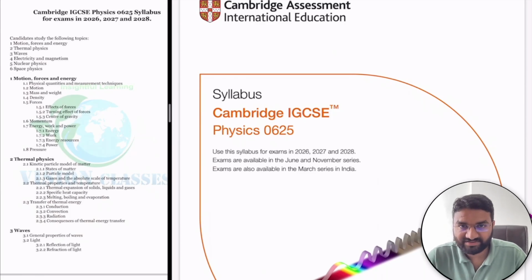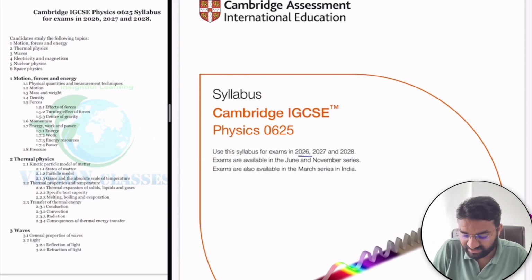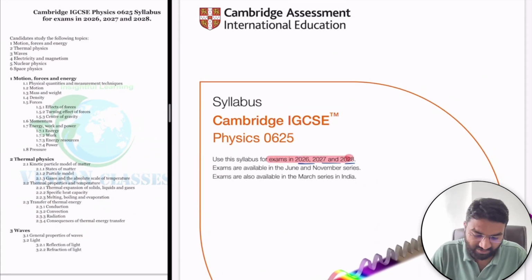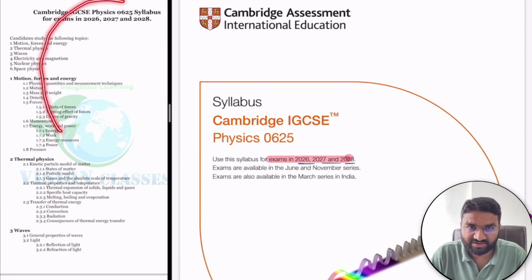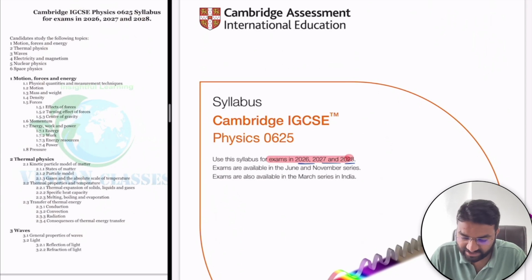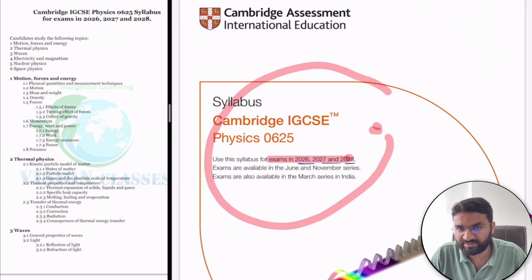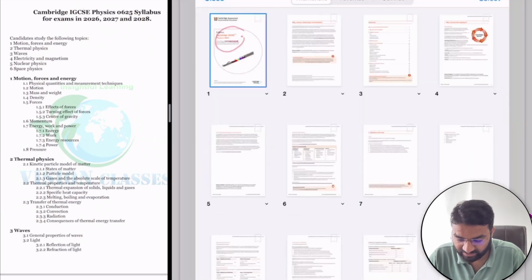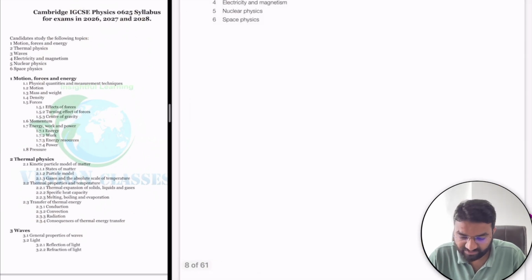So today we have to discuss the physics syllabus for exam 2026, 27 and 28. This syllabus was recently released by the Cambridge Board. You can see on the left hand side part, I have just extracted all the points and topics for exam 2026, 27 and 28, and the complete syllabus copy released by Cambridge Board is there. So we will straight away move on to the subject contents.